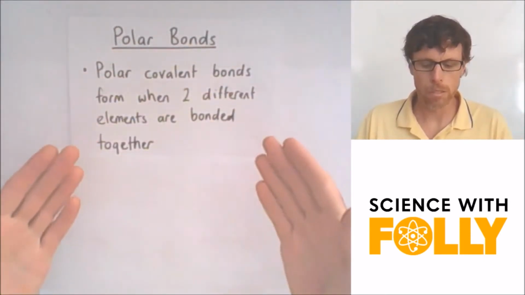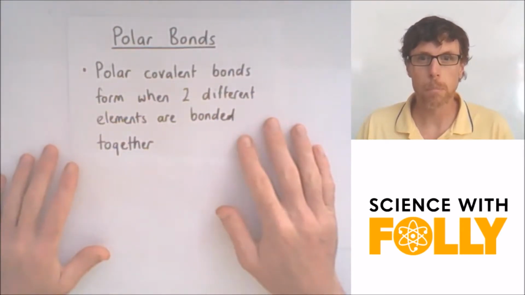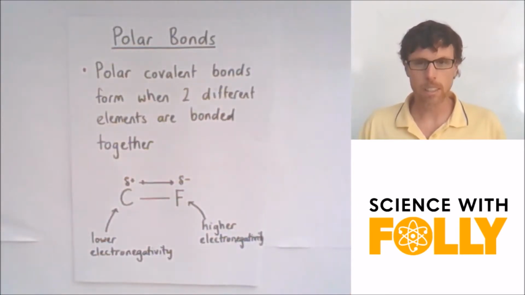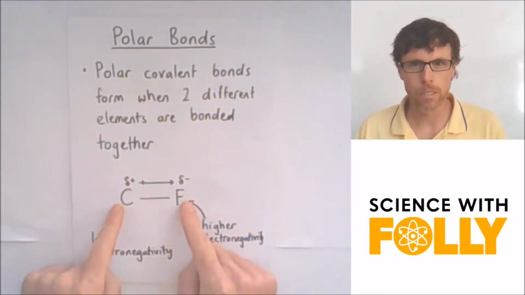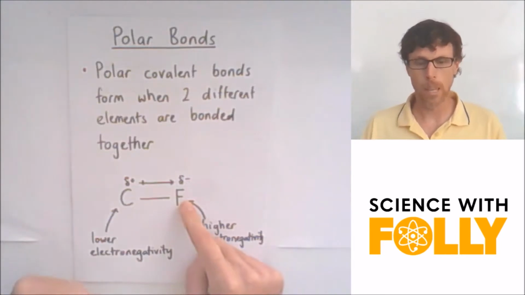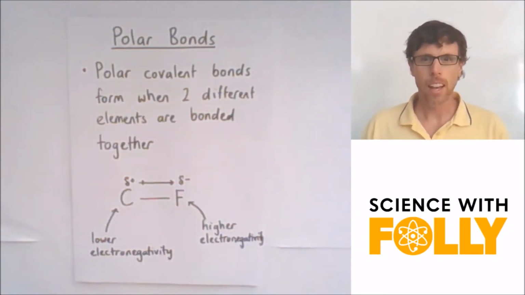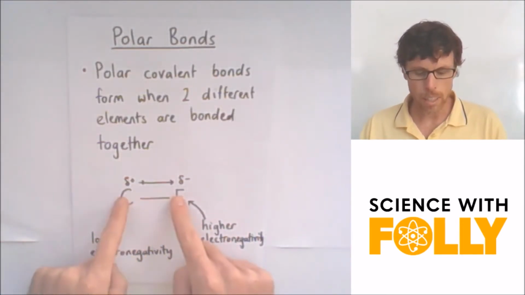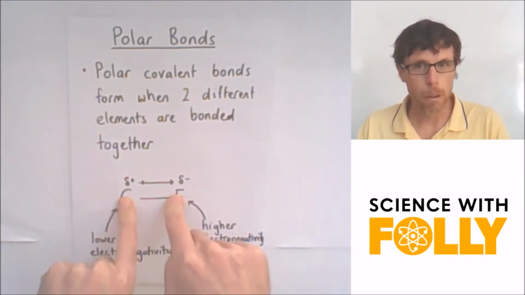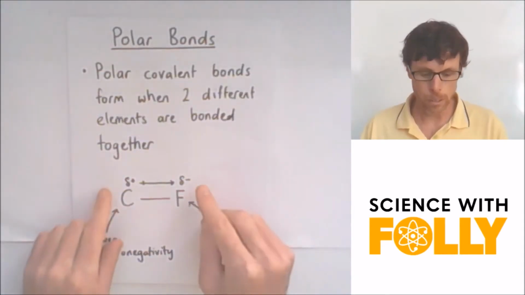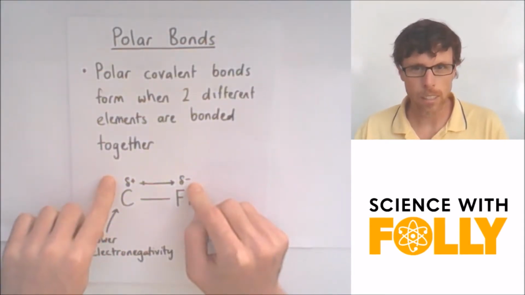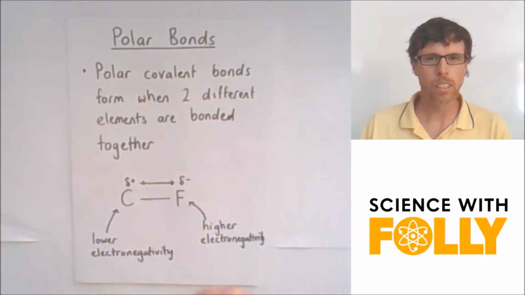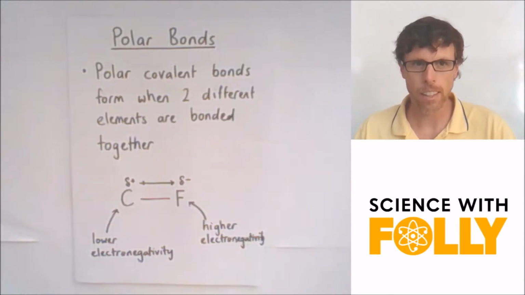Polar covalent bonds form when two different elements are bonded together. Let's have a look at this bond here between carbon and fluorine. Now, looking at the periodic table, we would see that fluorine has a higher electronegativity than carbon, and therefore we say that this bond is polar. And we use these symbols, a delta negative and a delta positive, or a little arrow with a plus down one end, to show which end is more electronegative than the other.